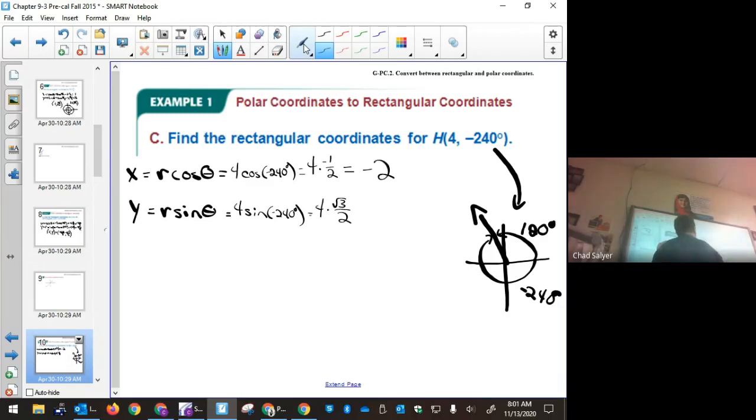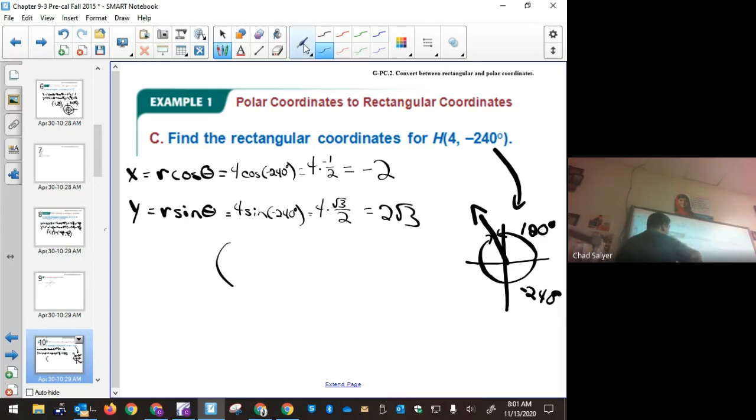Negative 2 is what we get here, and then we get 2 times the square root of 3 here. So our point that corresponds to 4, negative 240 is going to be negative 2, comma, 2 times the square root of 3.